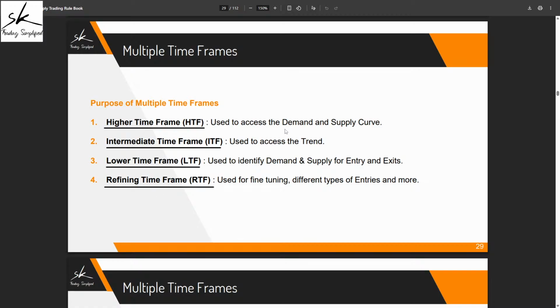Higher time frame is used for demand supply curve analysis. Intermediate is used for trend analysis. On the lower time frame, we identify our areas of demand and supply for entries and exits. And the refining time frame can be used for multiple purposes, like fine-tuning the zone, different kinds of entries like your type 2, type 3 entries, or in case we need to apply some additional rules, that is also where this time frame can help us.